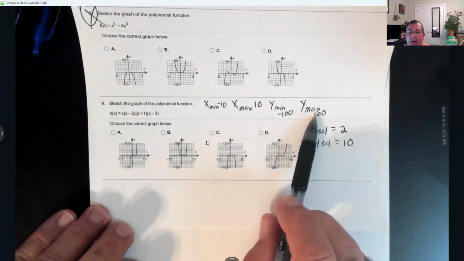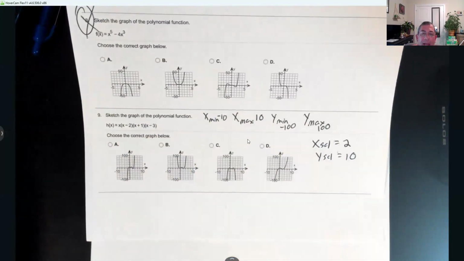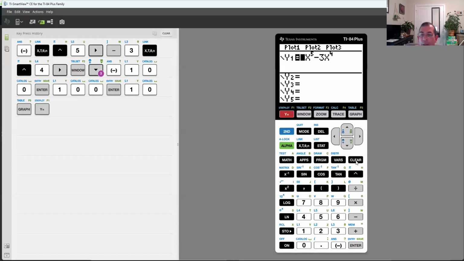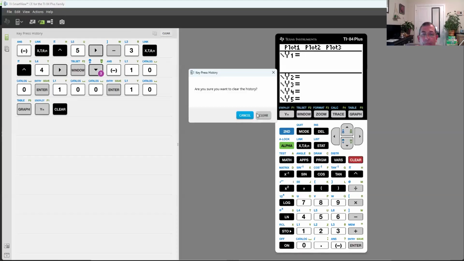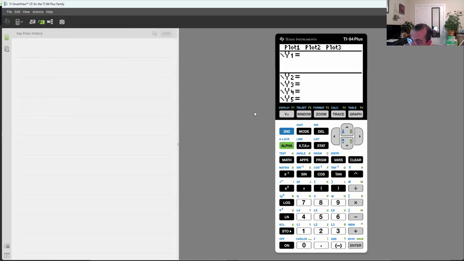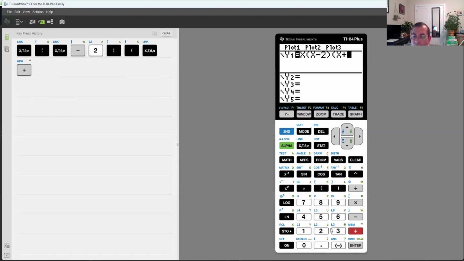So I'm going to go set my calculator. And I think the problem before I had negative 100 and 100. So let's go punch that in and see what it does. I'm going to clear this out. All right, y'all, so we had x times parentheses x minus 2 times x plus 1 times x minus 3.